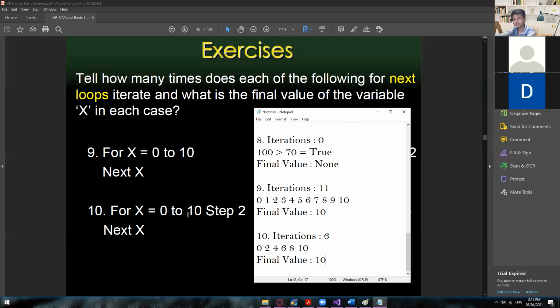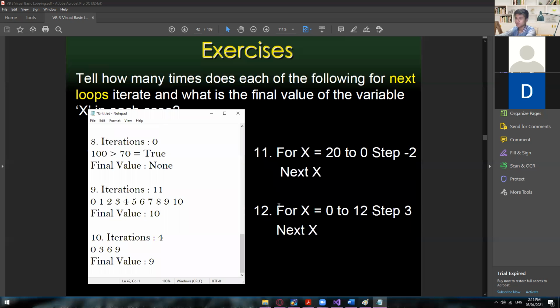So let me change this one. Instead of step 2, let's have step 3. So the initial value is 0, and then plus 3 is 3, plus 3 again is 6, and then plus 3 again is 9. Now, how many times does it iterate if we have step 3? 4. 4, and then the final value is 9. As simple as that.